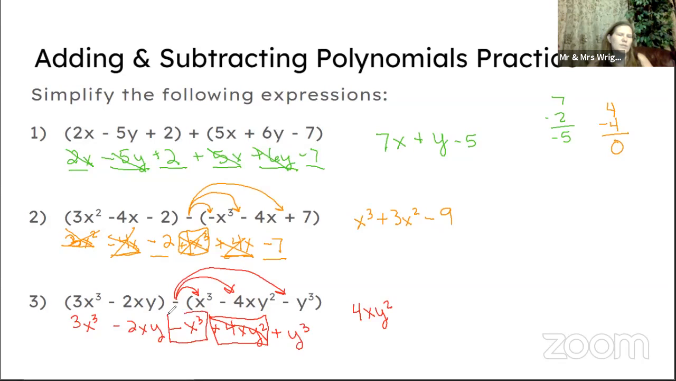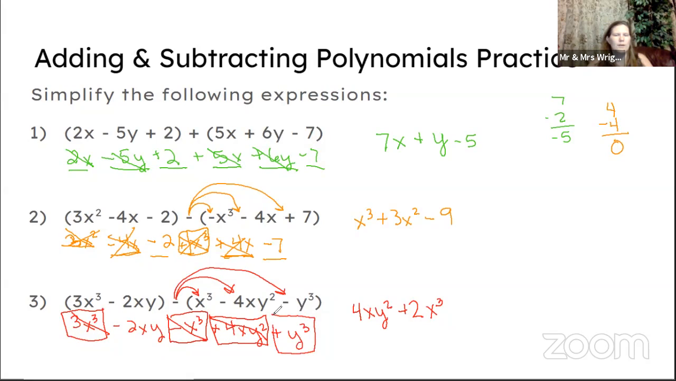I've got some x cubes here and here. So when I look at that, the coefficient of this one is a positive 3. The coefficient of this one is a negative 1. Remember, if you don't see a coefficient, that means it's an implied number 1. So 3x cubed minus, and then a negative 1x cubed. So 3 and negative 1 make a positive 2. And remember, our variable is x cubed. Go ahead and cross those out because I'm done with them.